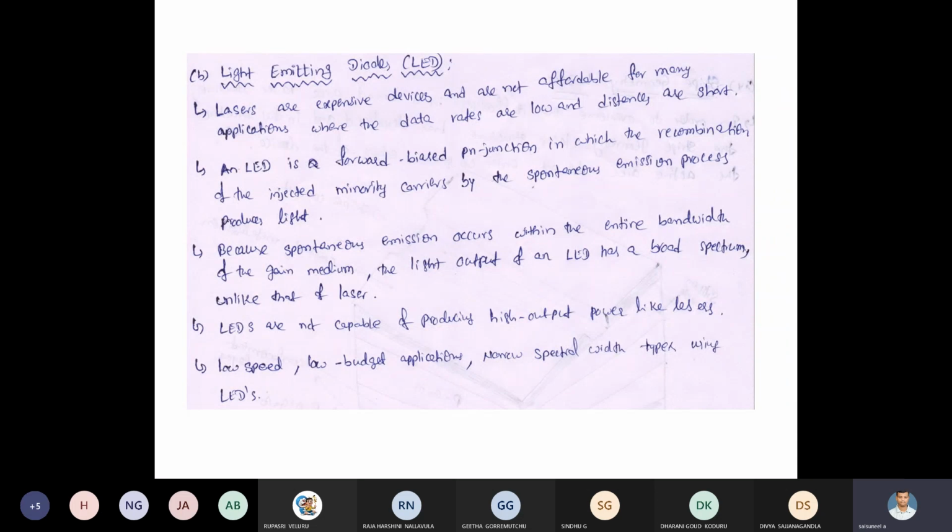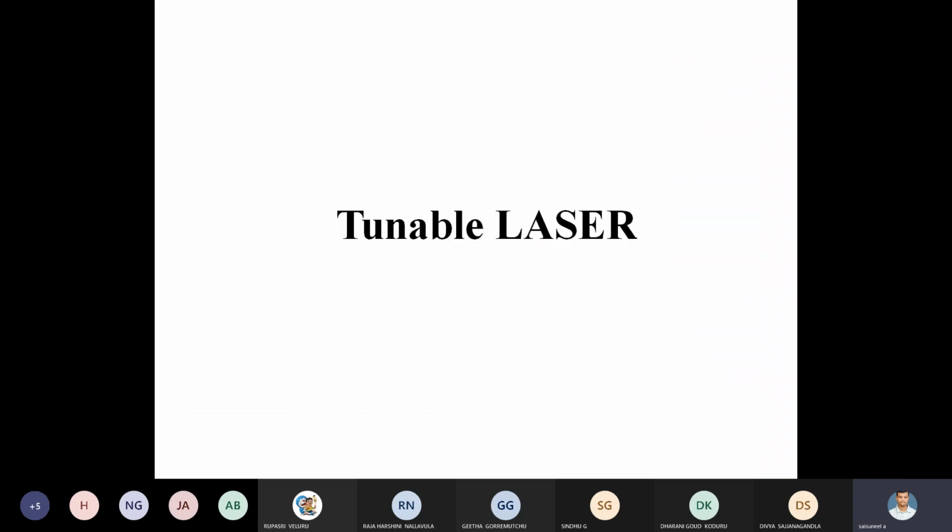We discussed the structures of LEDs, the surface emitting LED and the edge emitting LED. We already discussed them in the first unit. Surface emitting LED, edge emitting LED. Again, there is no need to discuss the structures of LEDs.